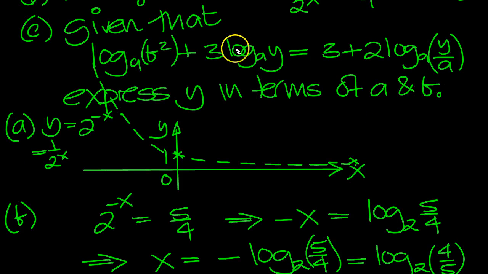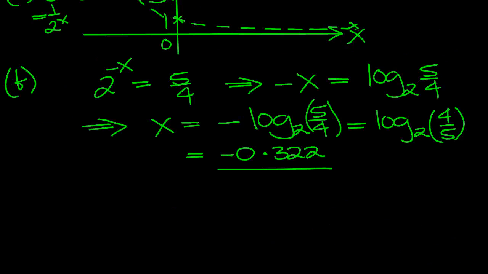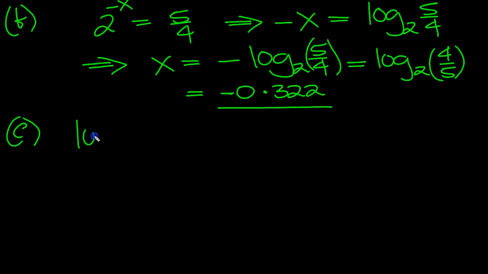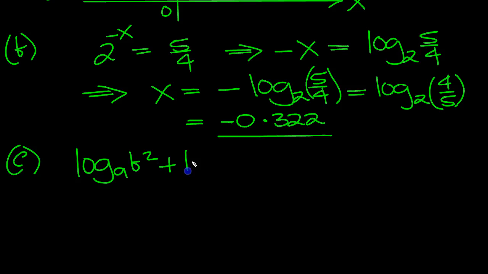Now part C. Given that this is the case, express y in terms of a and b. So the y's are here and here. So log a of b squared. Okay, log a of b squared. Okay, so we've got a number here, haven't we? So let's put all the logarithms on this side. So part C, log a of b squared is the first term. 3 log a of y, we can move the 3 up to be a power using the properties of logs. Log a of y cubed.